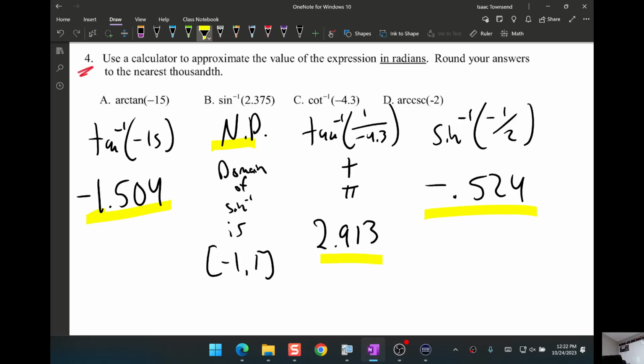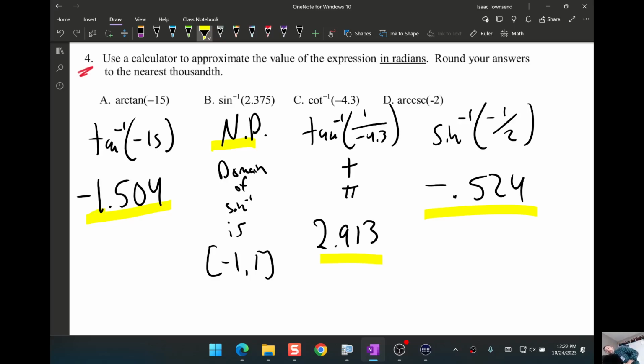Are you good with those 4, or do I need to explain any of those? Can you explain the first one? You just put the inverse of tangent in 15 and then got that. Yes. Is that not what you got? No, I understand it. What about the ones like C when you put pi? How did you get that?